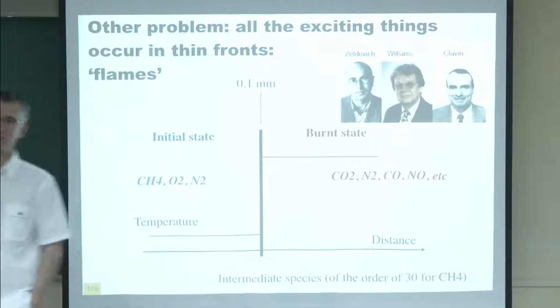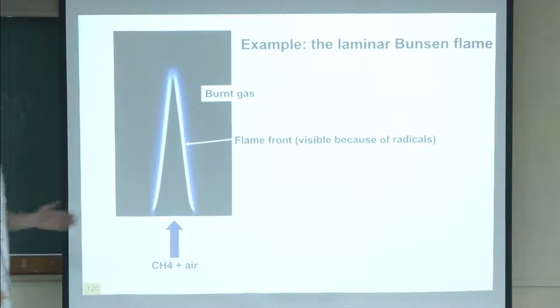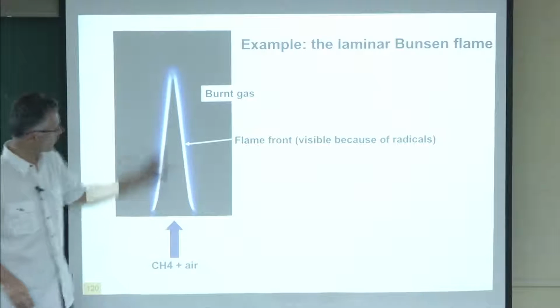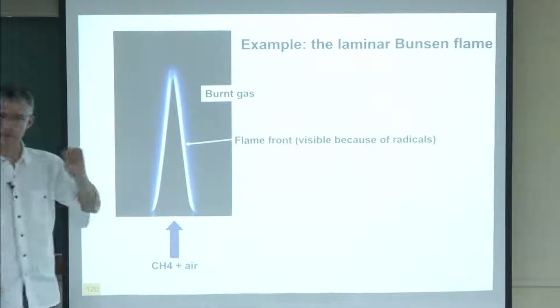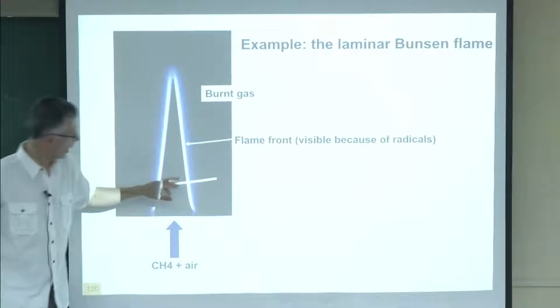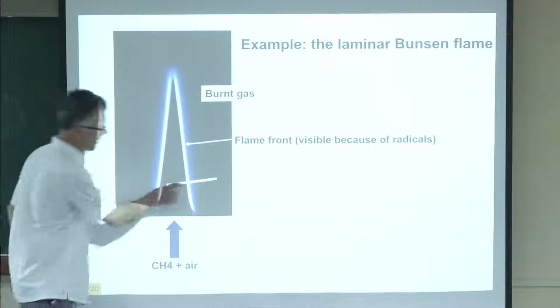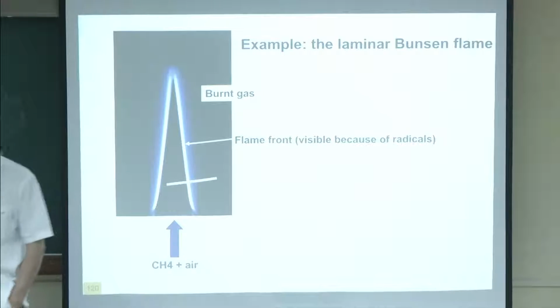And as I said, if this domain is like 0.1 millimeter, and you need to put at least 10 to 20 points there, you can imagine how many points you need for the whole domain. So that's a major problem. So if you look, for example, at the Bunsen flame, so you inject premixed gases here, you have the flame front here. You see the flame front here, it looks a little bit thick because you're looking at the radicals. But if you would do a cut here, and you would plot things, you would see that everything is happening here over, let's say, a zone of 0.1 millimeter.